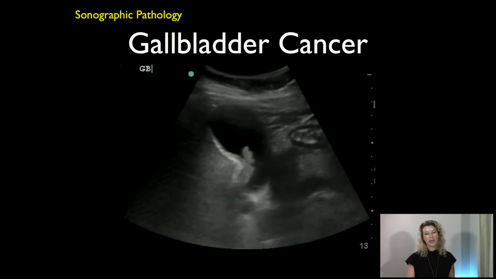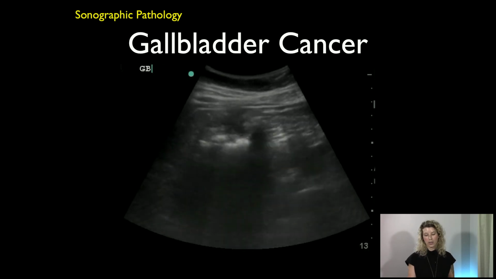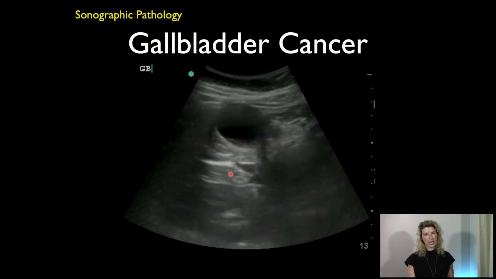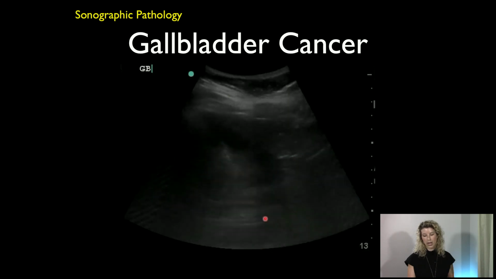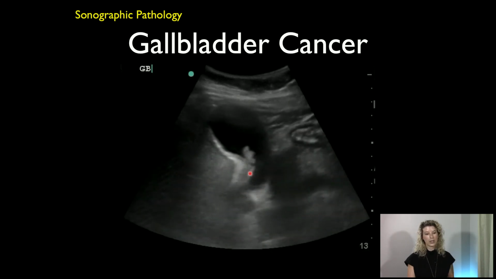This is an example of a polyp found with some kind of a mass attached to the wall. But if you look carefully behind it, there's no shadow. And so that tells you this is not a stone.